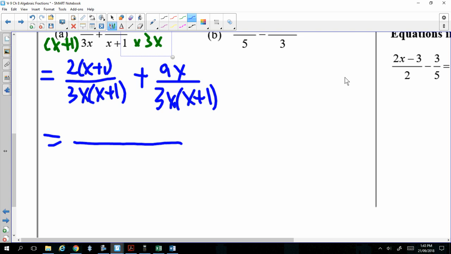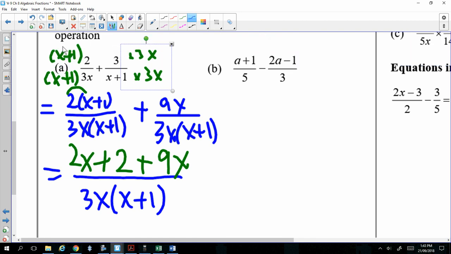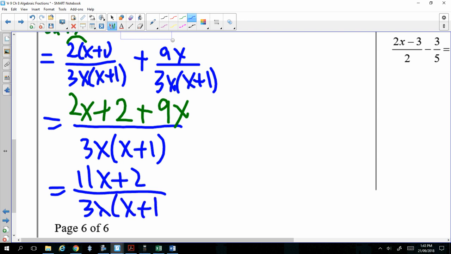Continuing, so now they have the same denominator. Now you can expand the numerator. So you go 2 times x is 2x, plus 2 times 1 is 2, plus 9x. Collect like terms, which is 11x plus 2. That's how we make them the same denominator. Does that make sense?